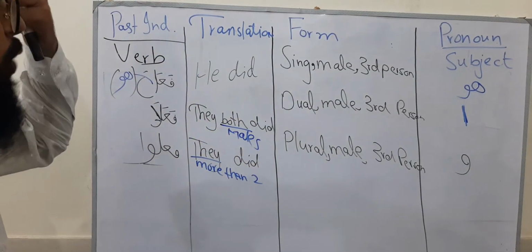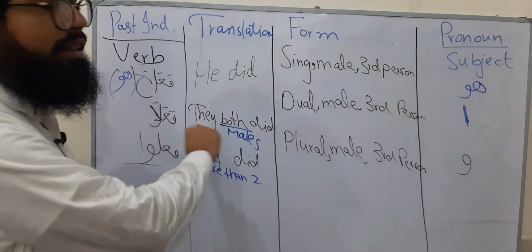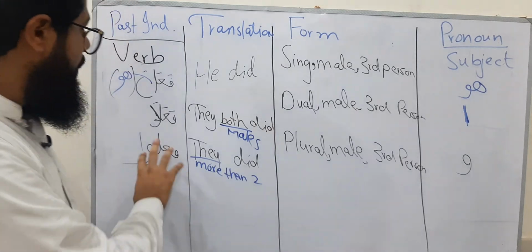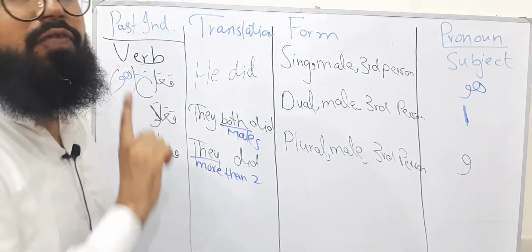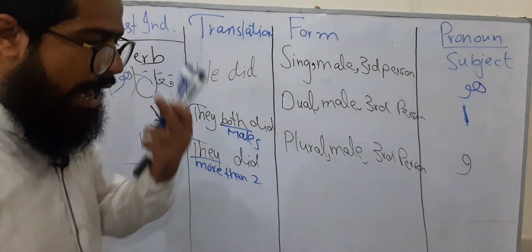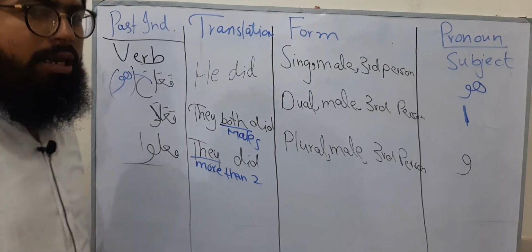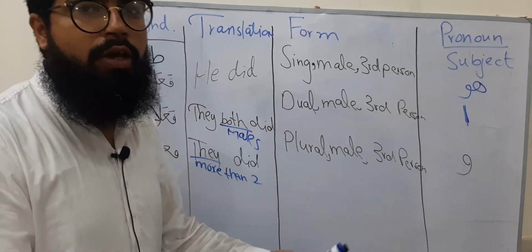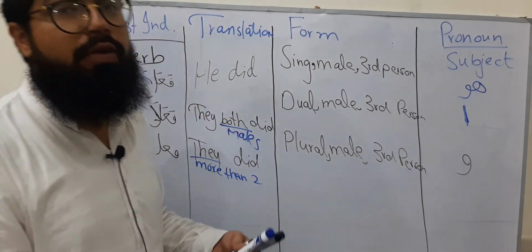So far you are expected to memorize these things. Fa'ala, he did. Fa'ala, they both males did. Fa'alu, they did. And they means here males, not females. Because as far as the feminine and females are concerned, in the Arabic language there are other forms for elaboration. There are other forms to describe females.